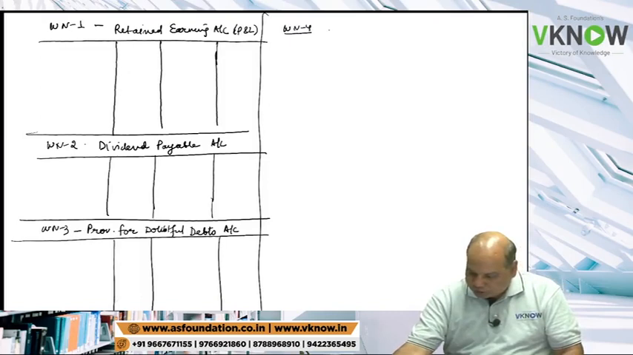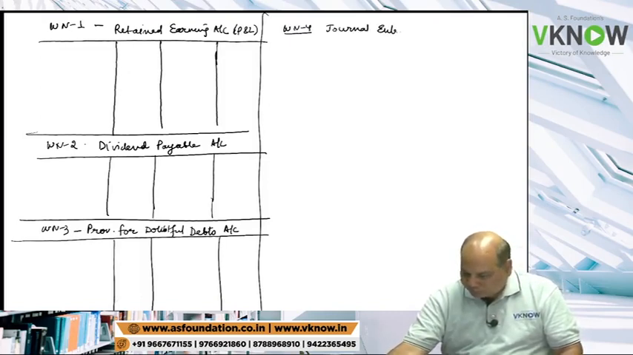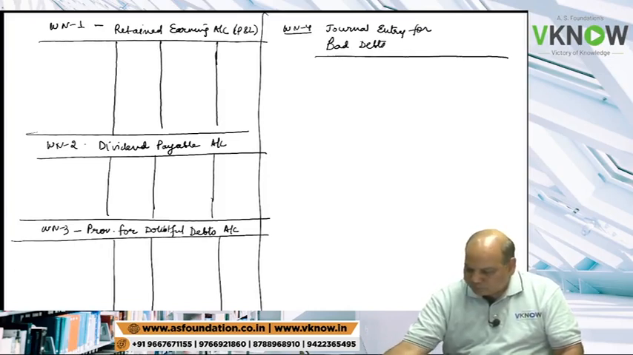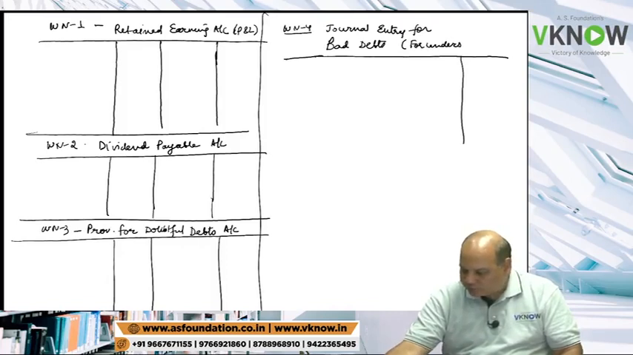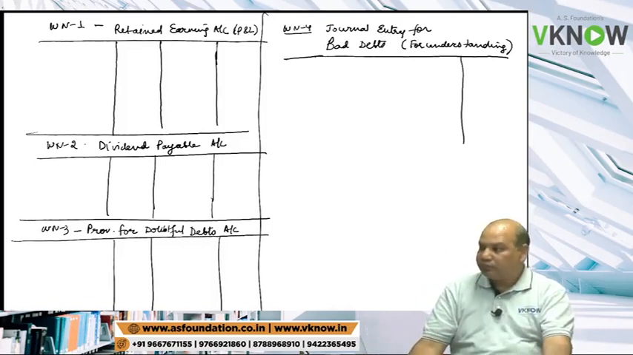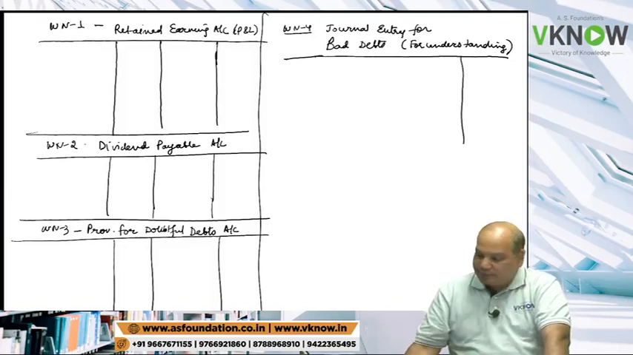Working note 4, write down journal entry for bad debts. This is for understanding. In the exam, it is not required.